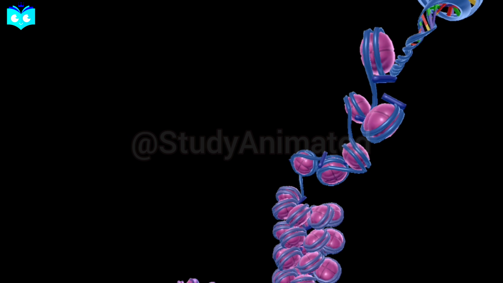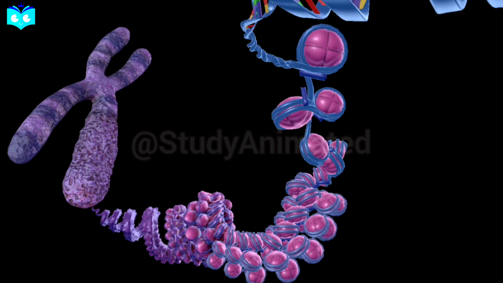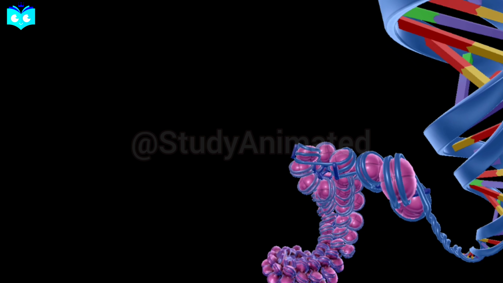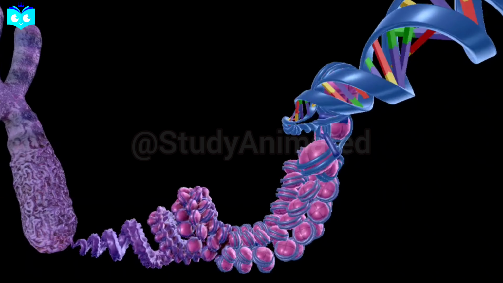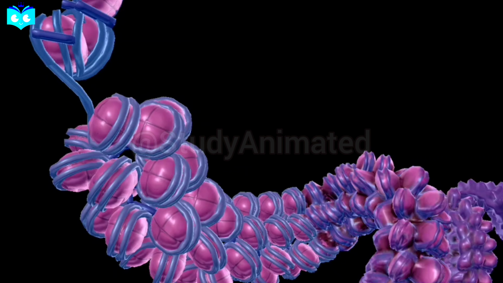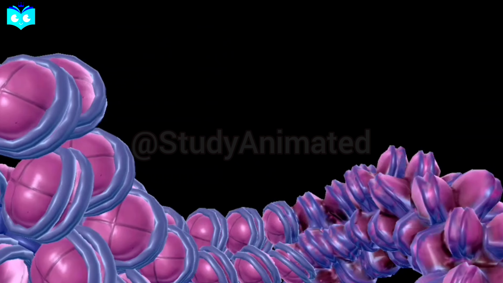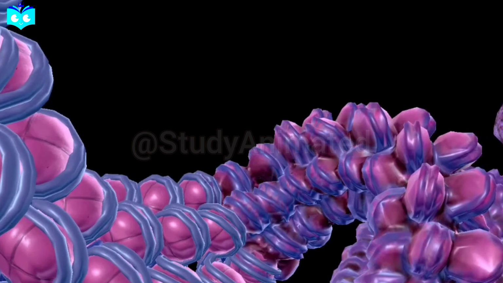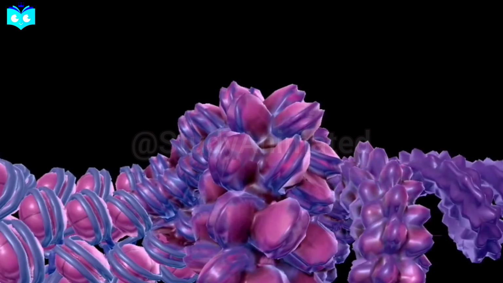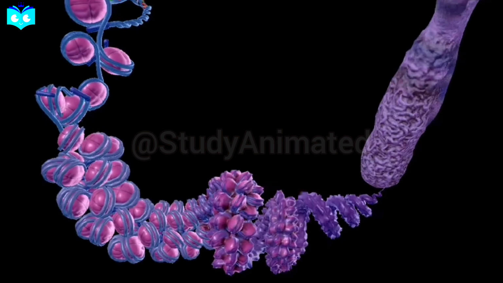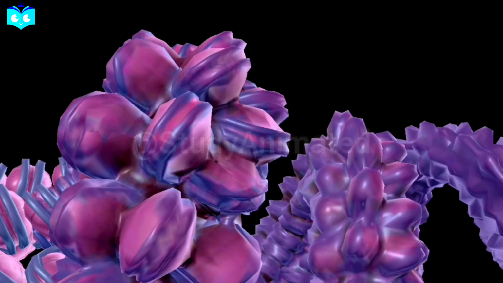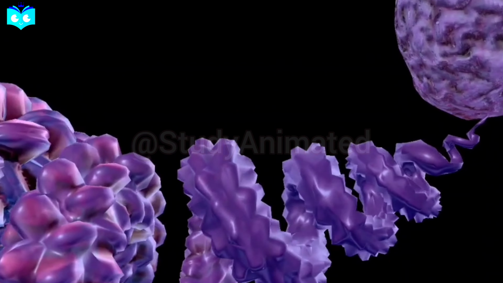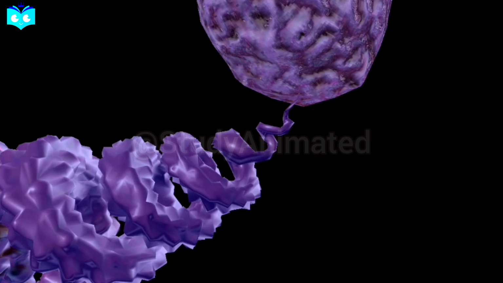Now let's move one level further. The 10 nanometer nucleosomal fiber is not the final level of packaging. It undergoes further coiling and condensation to form a more compact chromatin fiber. This is traditionally described as the 30 nanometer fiber or solenoid structure. At this level, the nucleosomes are packed much more closely together. The interaction of histone proteins, including H1, helps in stabilizing this higher level of chromatin organization.